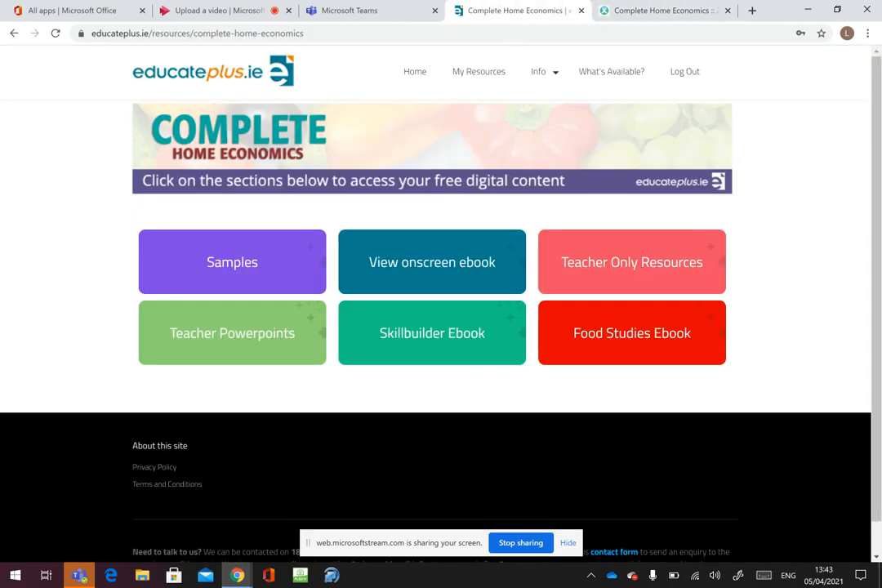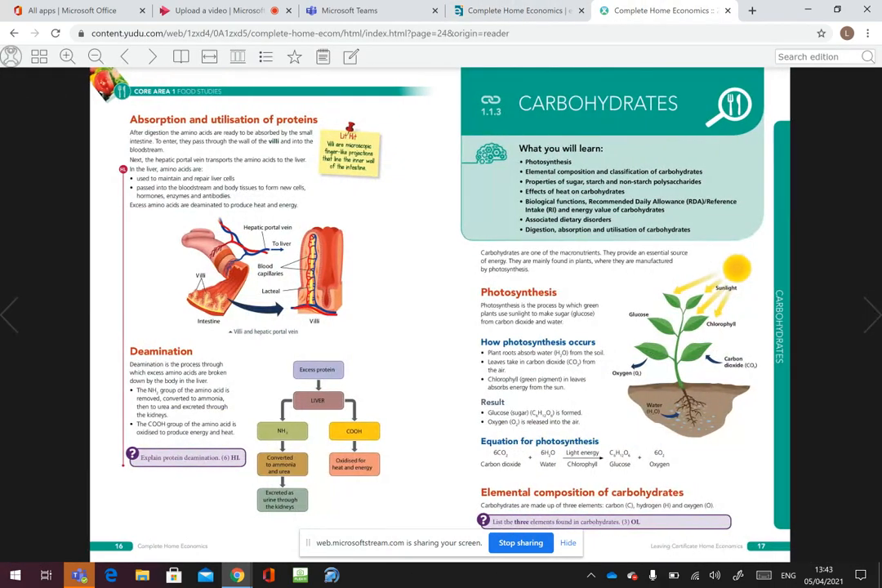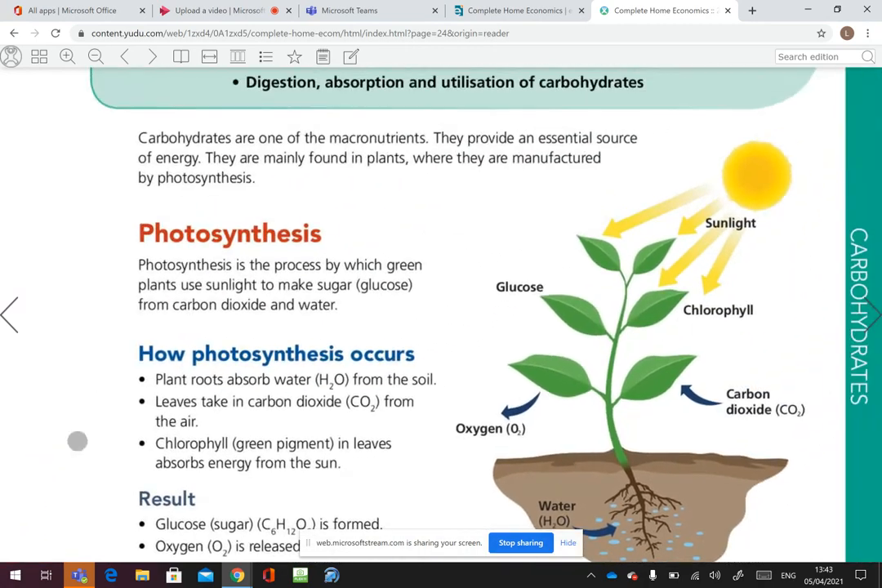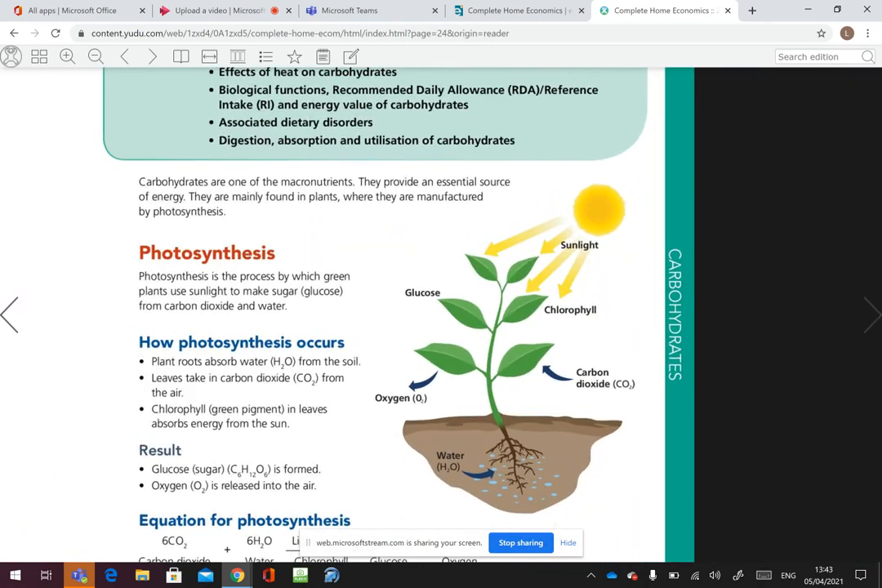Okay. I've lost my page already. It's not good. How are you all? So this is just a quick revision, a quick read through of the chapter.